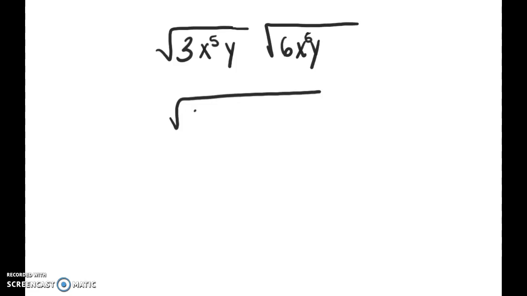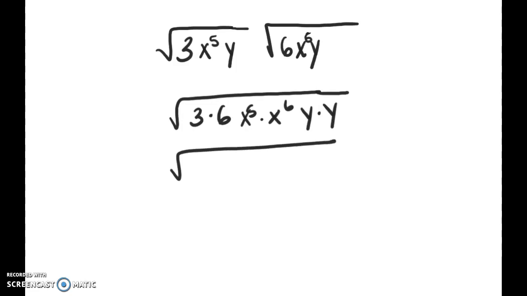And so let's put all of this together, and let's put the like items near each other. So 3 times 6, x to the 5th times x to the 6th, and y times y. And so I've got 18, and then x to the 5th times x to the 6th. Well, I have like bases, add their exponents, x to the 11th. And here I've got exponents of 1, so I'm going to get y squared. Can I simplify any of this? So 18 breaks into 9 times 2. I'm looking for factors of 18 that are perfect squares, 4, 9, 16, and so on.